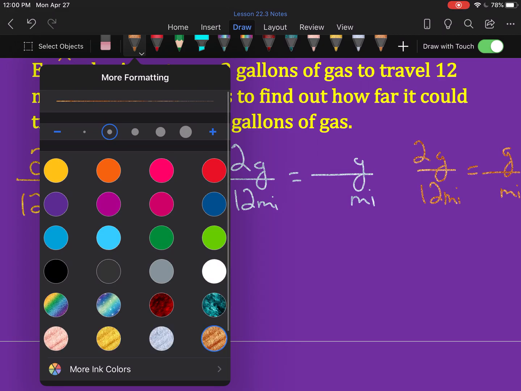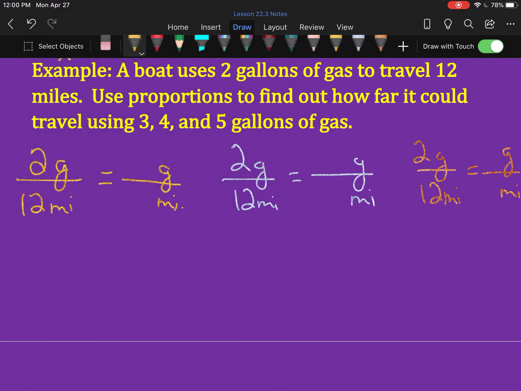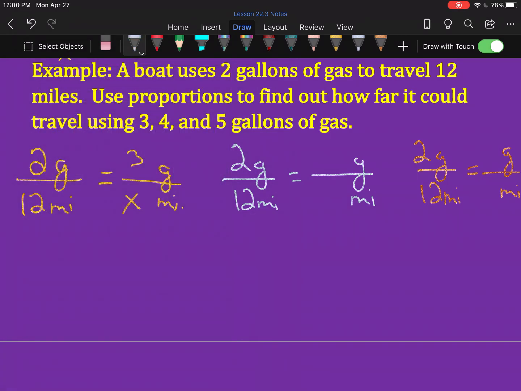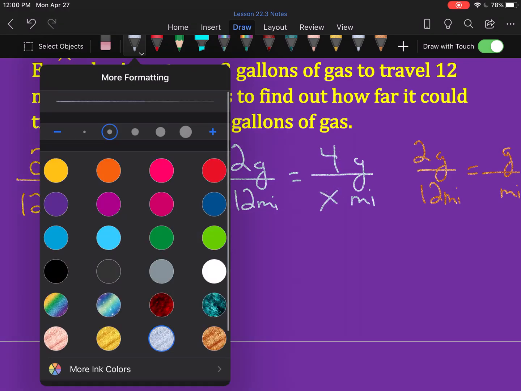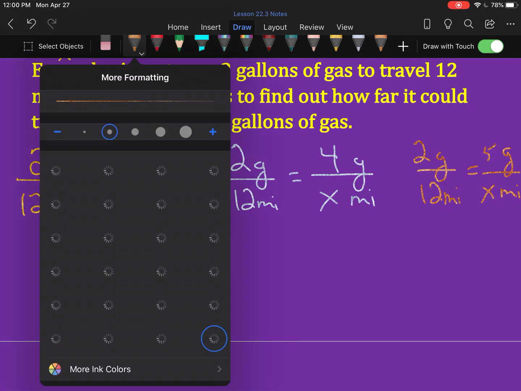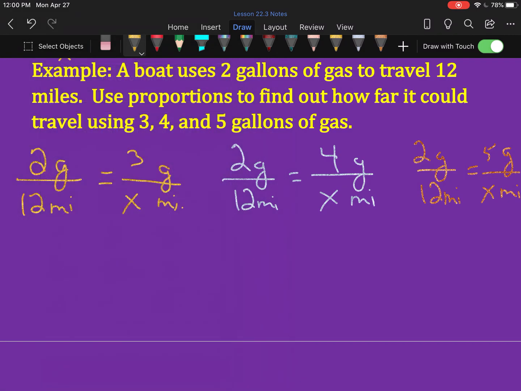So we've got to do for 3, 4, and 5 gallons. So 3 is the number of gallons. It means I don't know the miles. When I don't know something mathematically, we usually call it x. 4 is the number of gallons. When I don't know something, we usually call it x. And 5 is the number of gallons. When I don't know something, we usually call it x. So it's writing a bunch of proportions, and now it's cross multiply and solve.